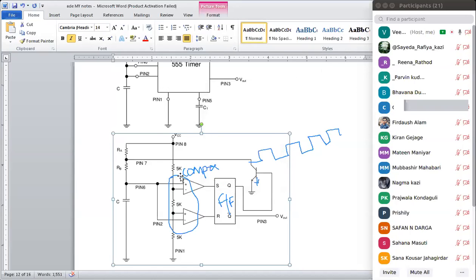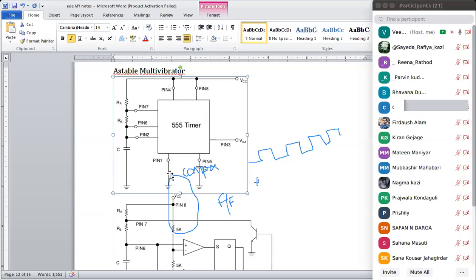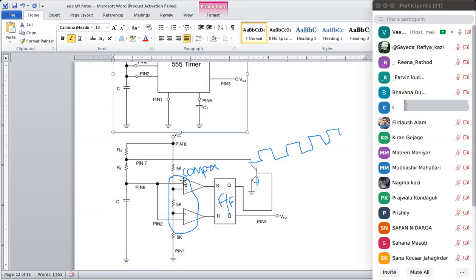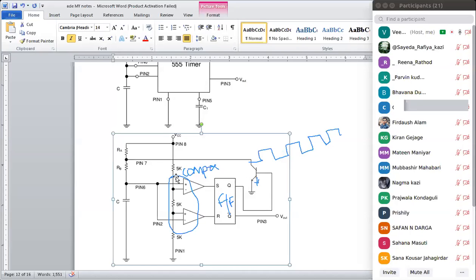So why do we call it a triple five timer? Because here we have three 5 kilo ohm resistors which create a voltage divider network. One 5k here, one 5k here, and one more 5k. So there are three 5 kilo ohm resistors.